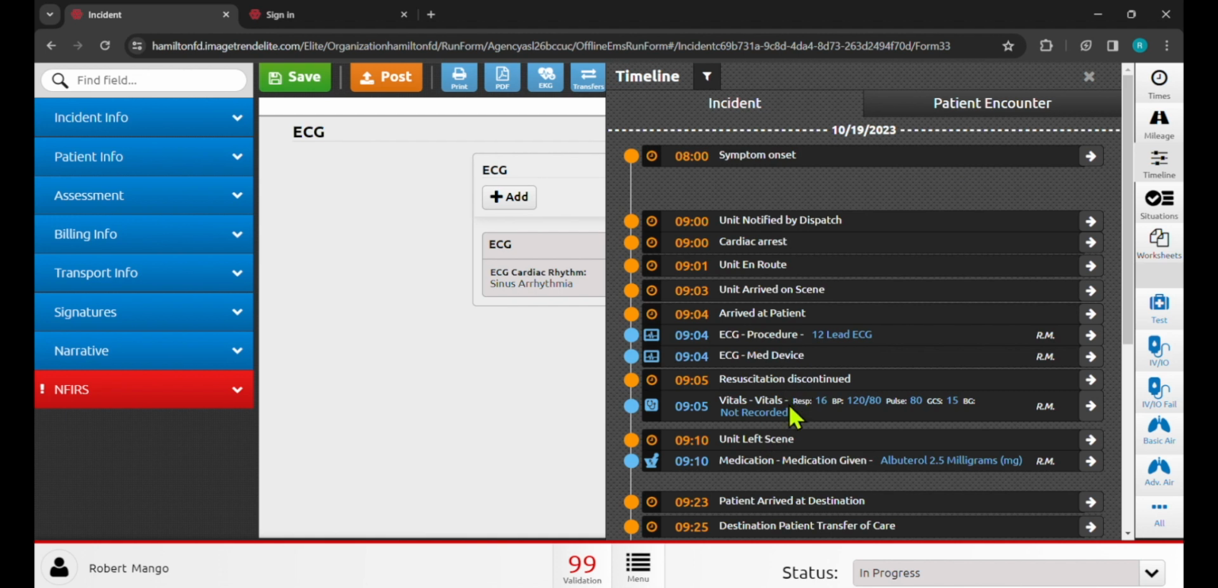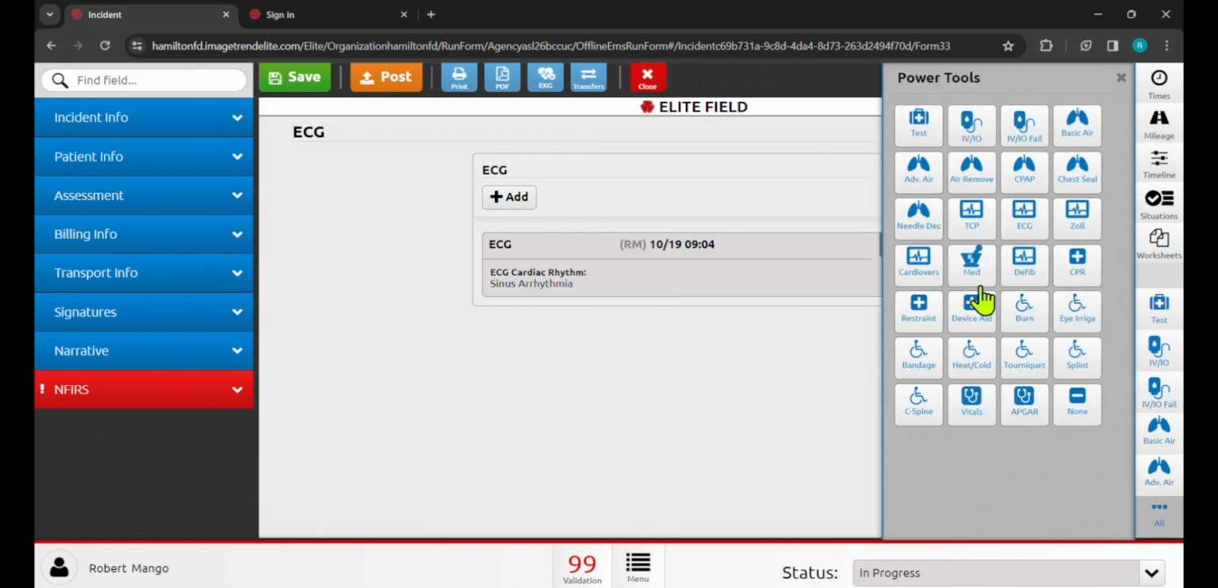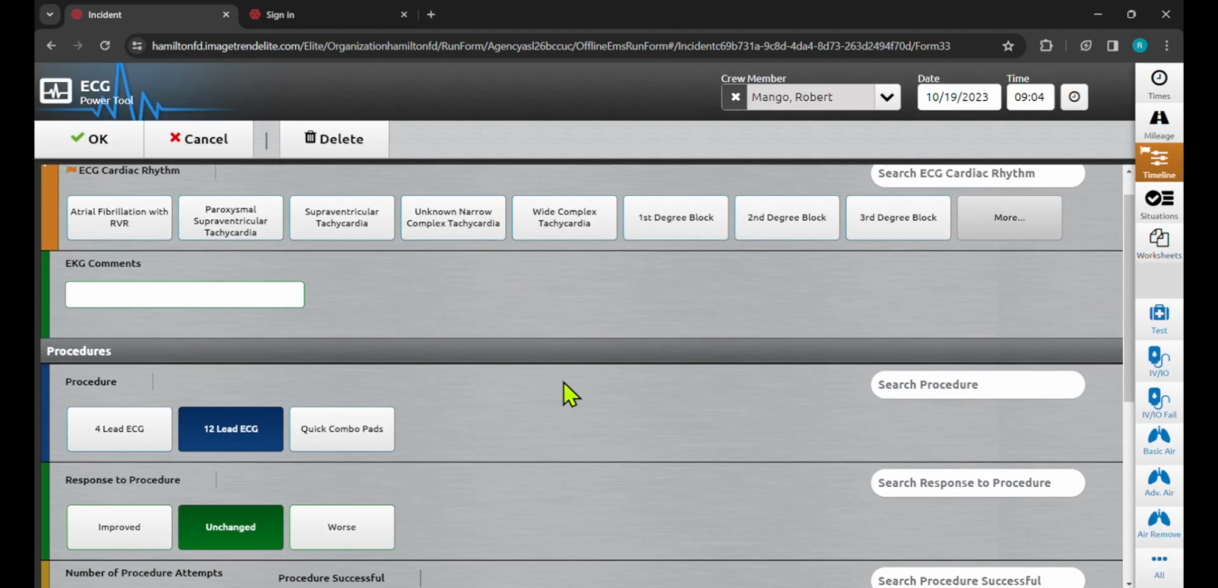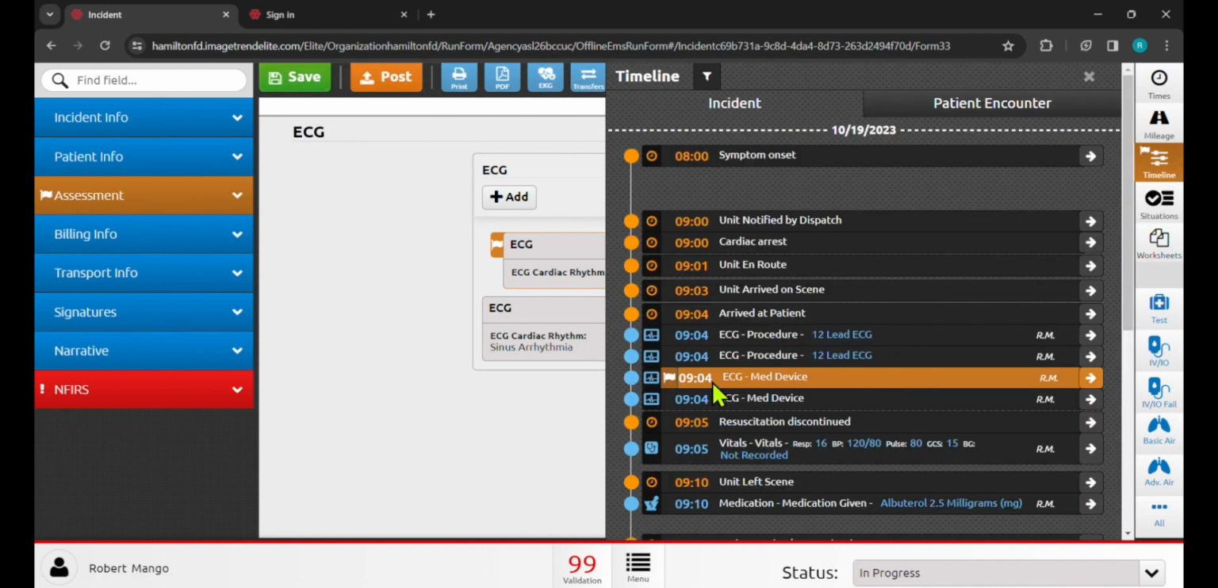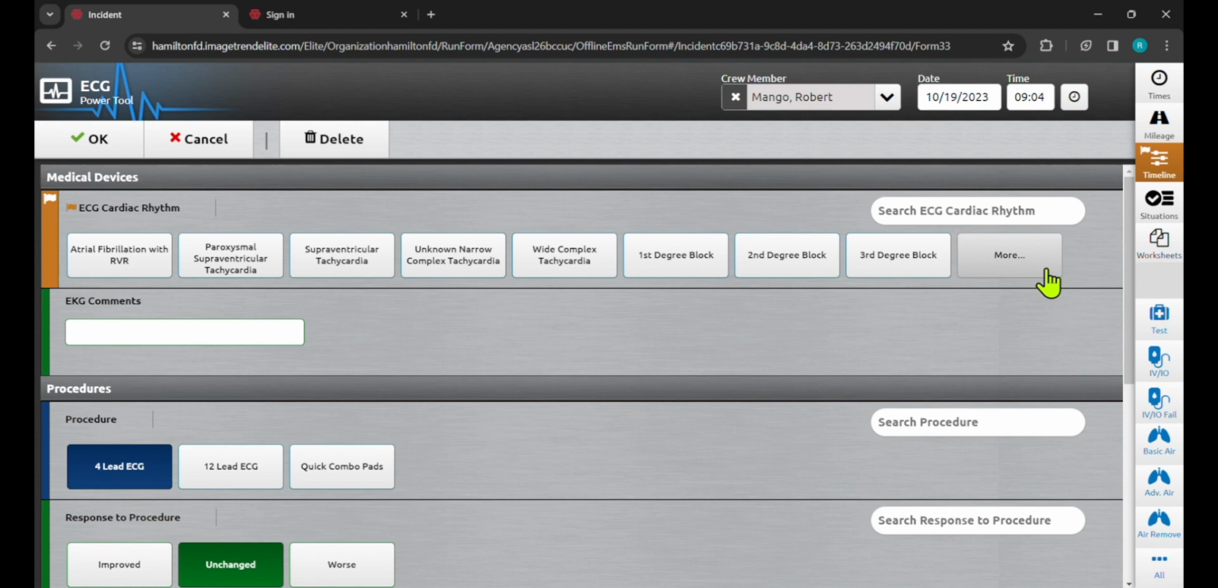If it is a 4 lead, it does not automatically create a procedure like a 12 lead does. You will see ECG med device. What you would need to do is come over here to ECG and add it and make sure it says, so it defaults to 12 lead. You need to say, no, this was a 4 lead. Hit OK. Then a procedure pops up. Okay. Or it's right here. A procedure. And it's also saying, well, if you did the procedure, what the hell is it?